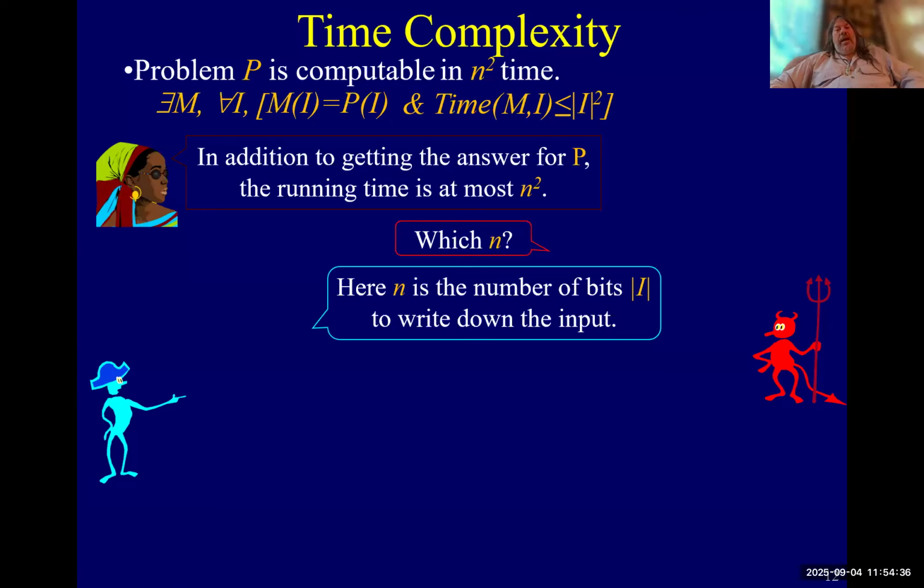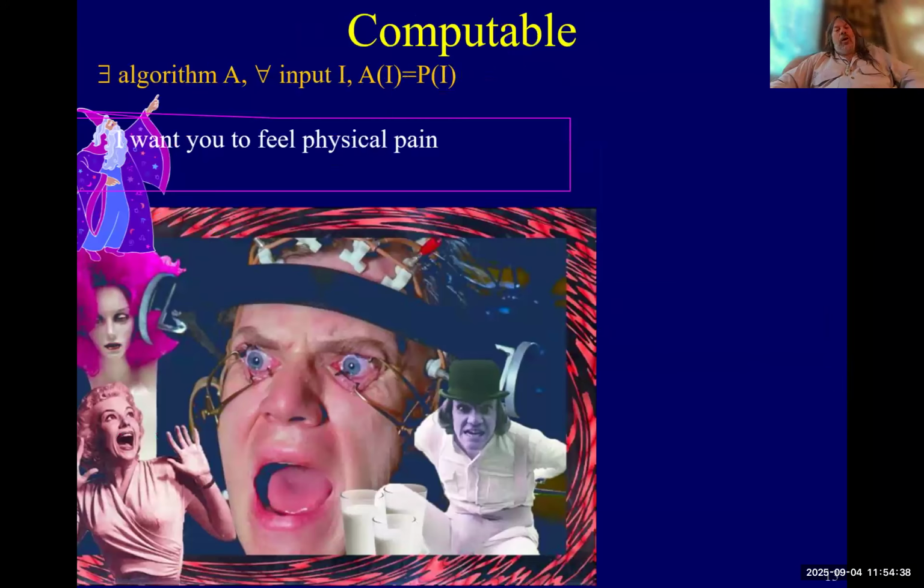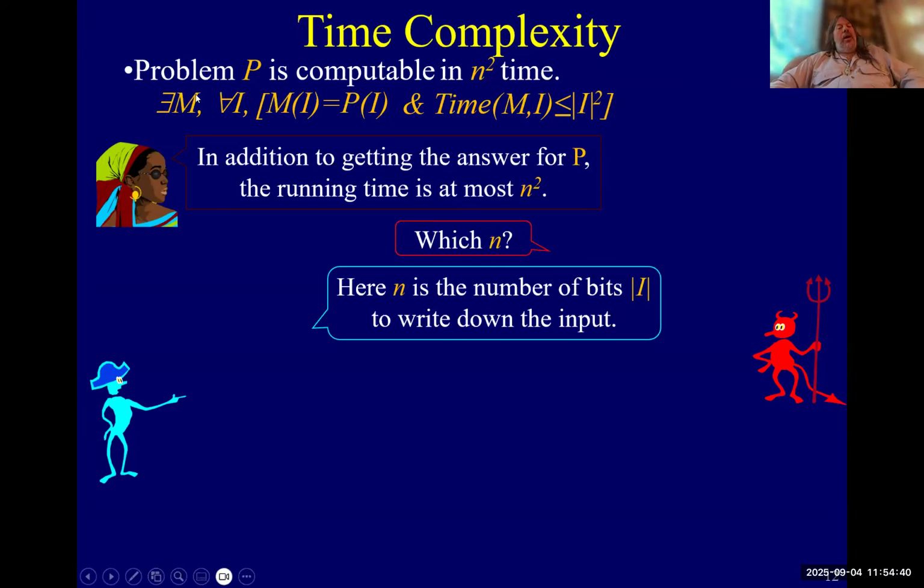And so how does the game work? It's just the same as before. The prover comes up with the machine or an algorithm. The adversary comes up with an input, and then when does the prover win? Well, when the machine gives the right output and gives it in the right time.